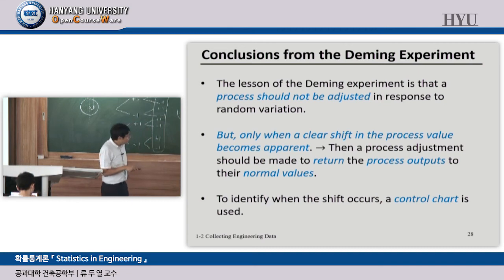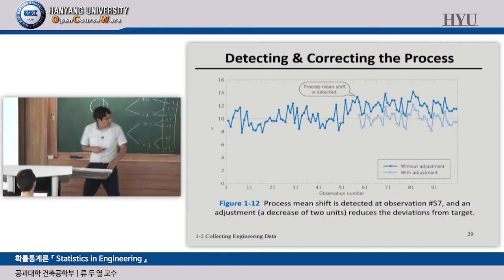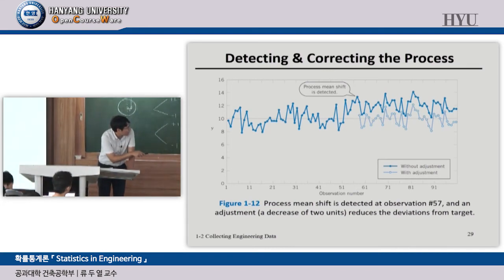So to identify when the shift occurs, we can use the control chart. And I will explain what the control chart is. This is the typical example. The dark blue line indicates the case without adjustment. At the very beginning, we have very nice data points. Even though there is variation, the average value is very close to the center. This is the center of the target.